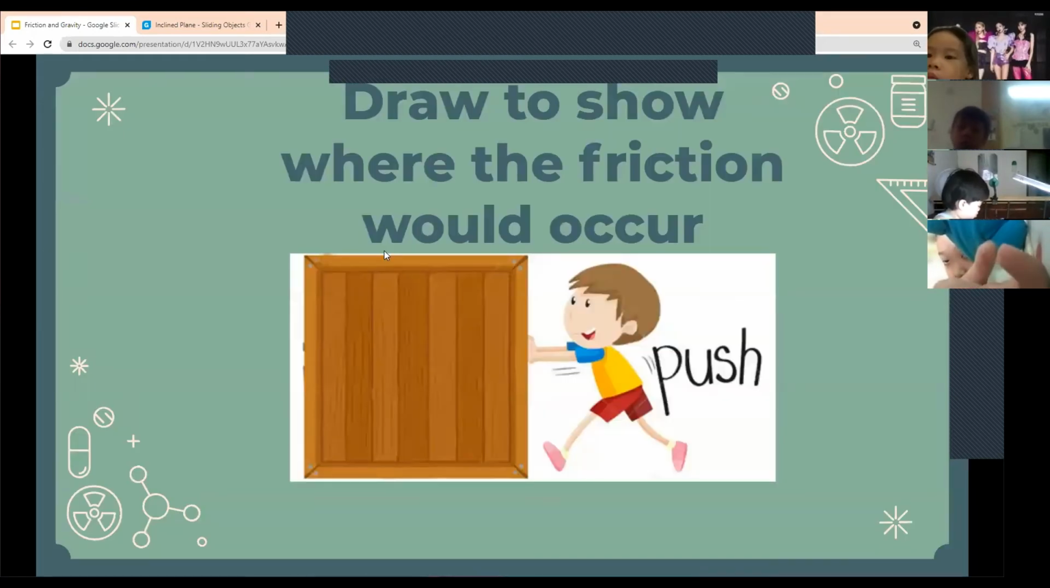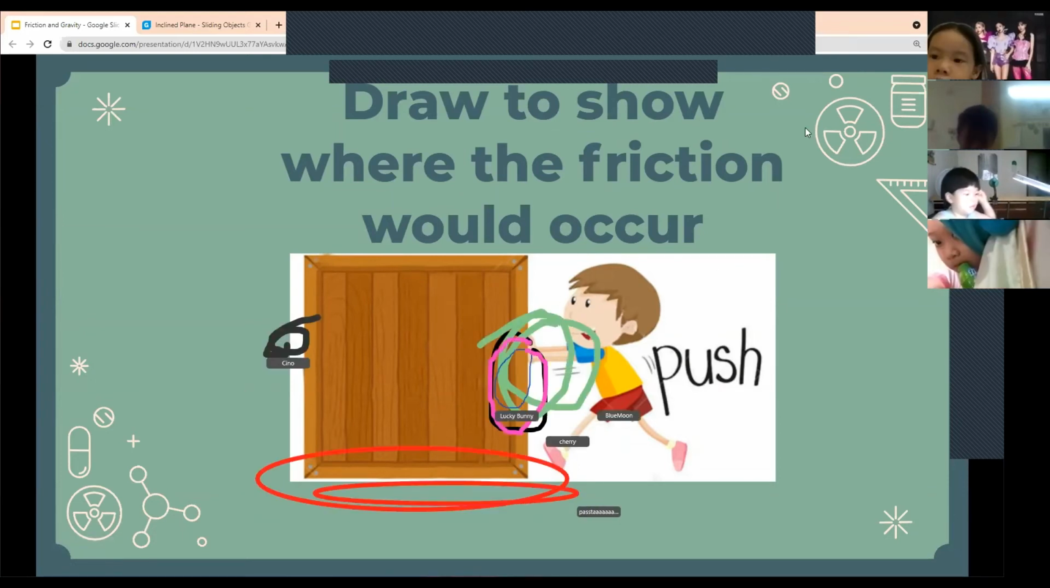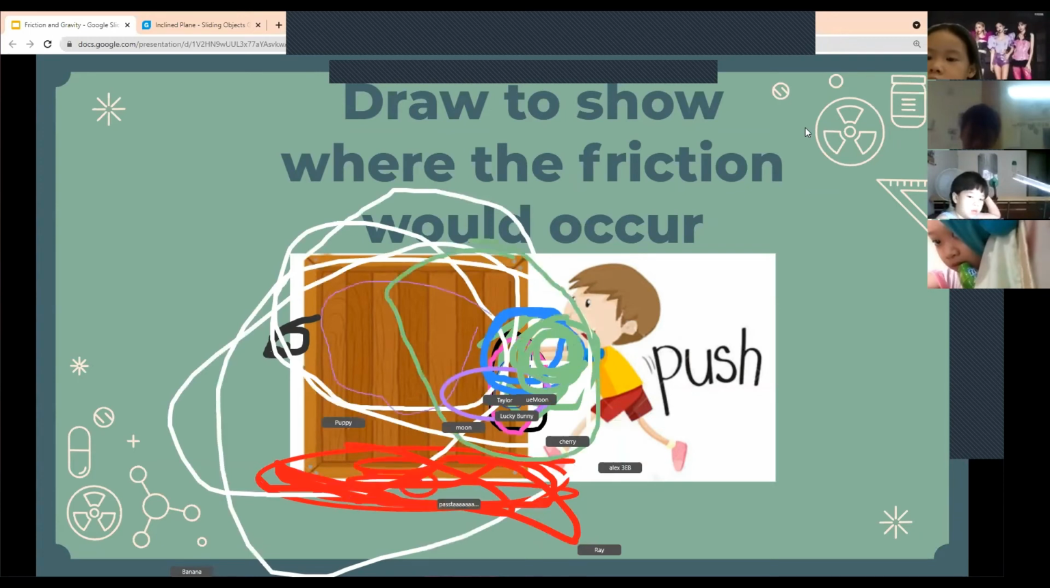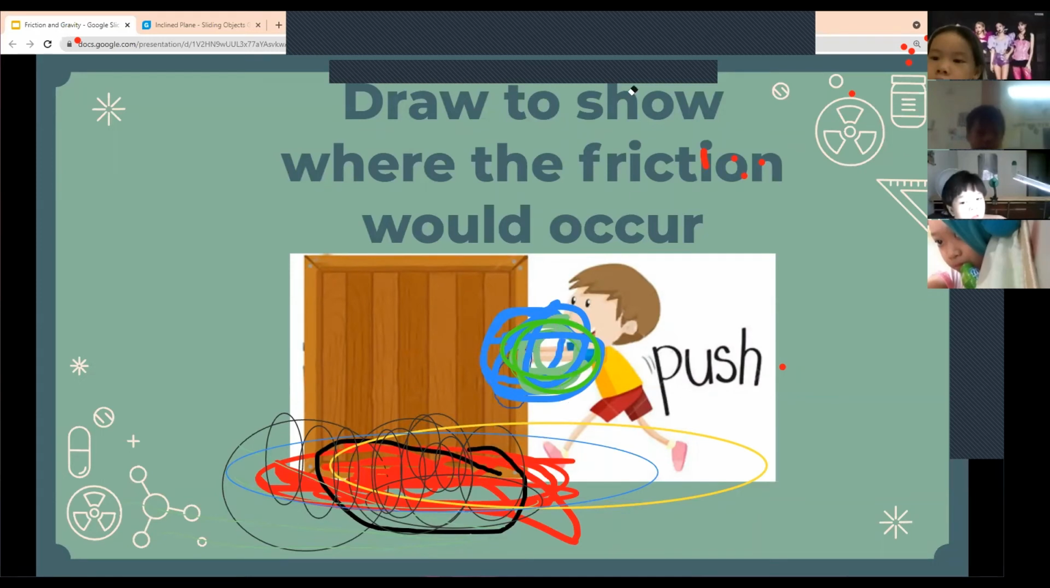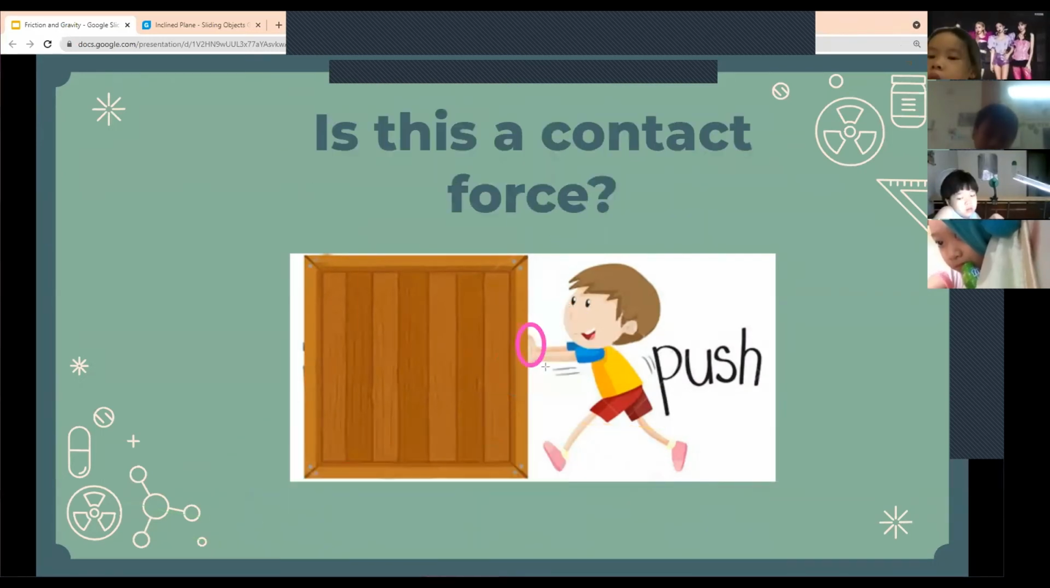Draw to show where the friction would occur. Okay, guys, I am going to let you draw a circle of where the friction would occur if this boy pushes this box. Good job, Pasta. Good job, Cherry, Taylor, Blue Moon. Okay, these are the two spots. You guys are correct. It's where there is contact. There's going to be friction here, but most of the friction is going to be on the floor because the box is going to be sliding.